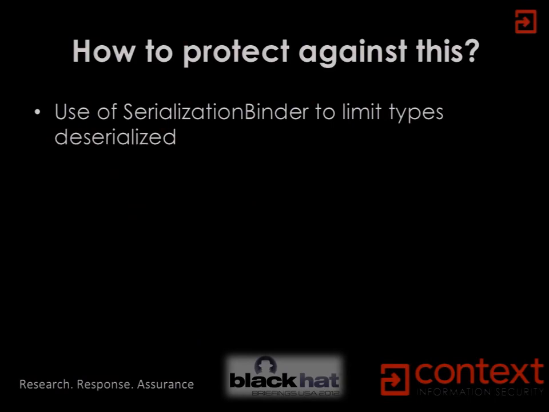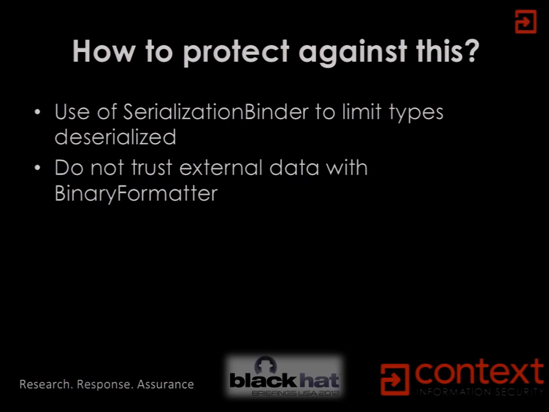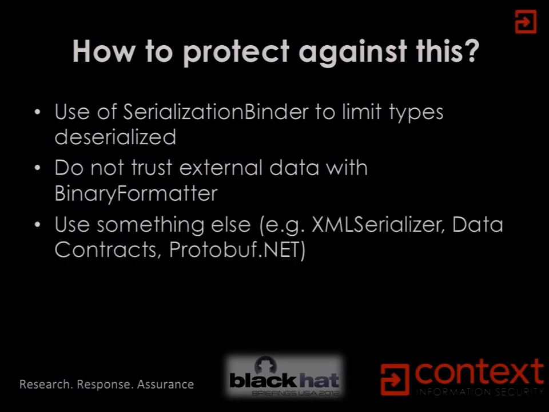So there must be ways of protecting against this. Well, you can be a bit more defensive in your development of any application which uses binary formatter. One of the ways is you can specify this special serialization binder class, which allows you to basically say, I accept these types are valid and these types are not. And the big one is just don't trust binary formatter with data coming from the outside world. And you can also use plenty of other stuff. As I've shown with the previous slide, there's a number of serialization technologies present in .NET. There's things like protobuf.net, which came out of Google. So there's plenty of other techniques you can use for serialization.